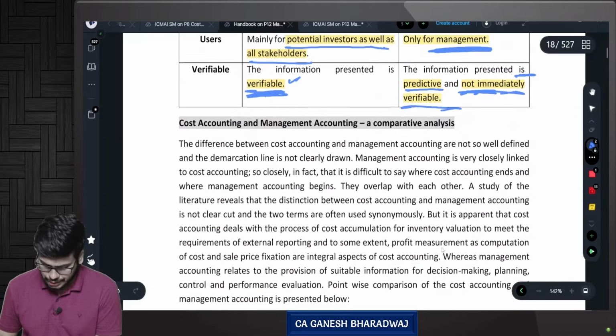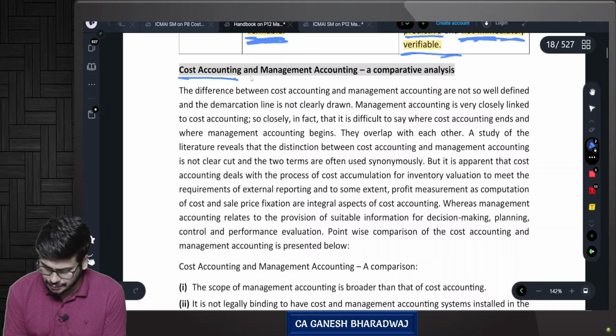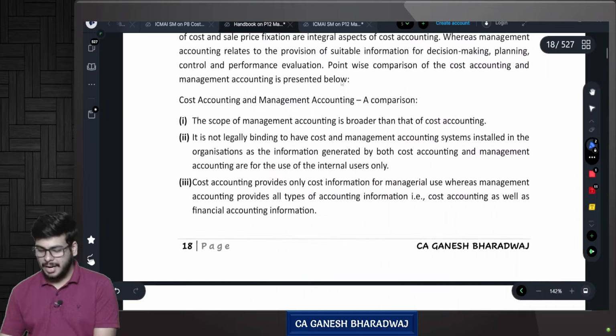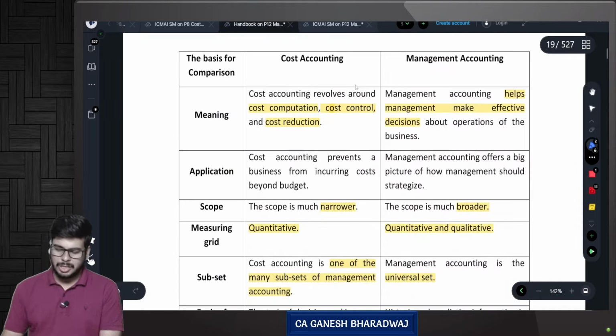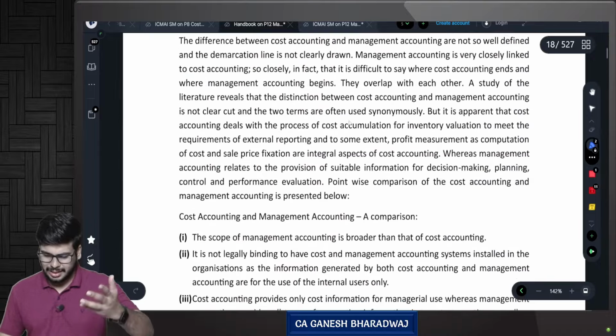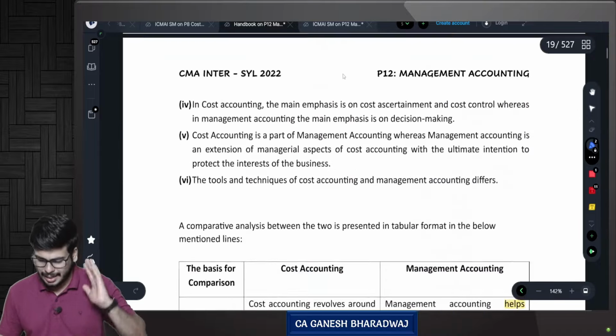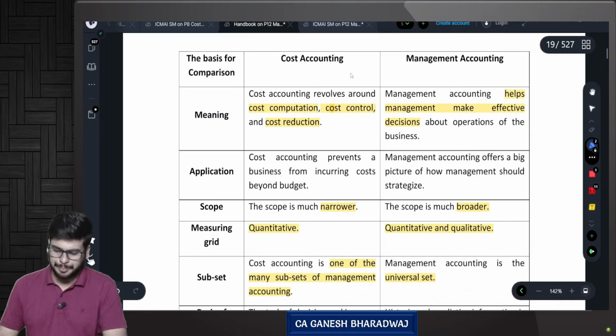Fine. Next, we are going to see the difference between cost accounting and management accounting. We will see it here. They have given all this explanation, but it's not required. Directly, let's get into the tabular column.